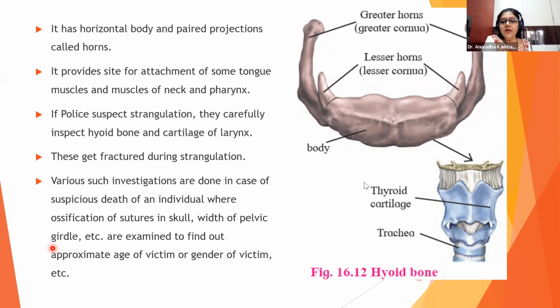Okay? Now, what is your doubt, beta? What is articulate? Articulate means to move. This is called articulation. To move. Okay. Got it? So these get fractured during strangulation. Various such investigations are done in case of suspicious death of an individual, where ossification of sutures in the skull and width of the pelvic girdle are examined to find out the approximate age or the gender of the victim. Okay. Strangulation means in Marathi we call it galphas. That is, taking death by hanging from the neck. Okay.